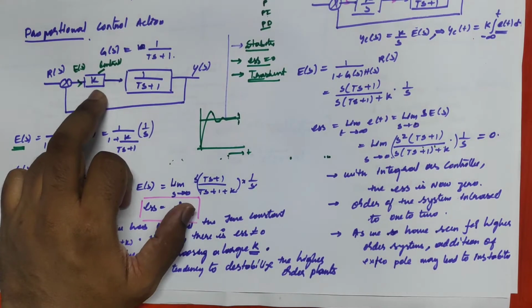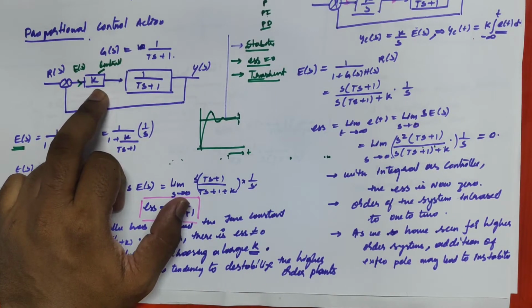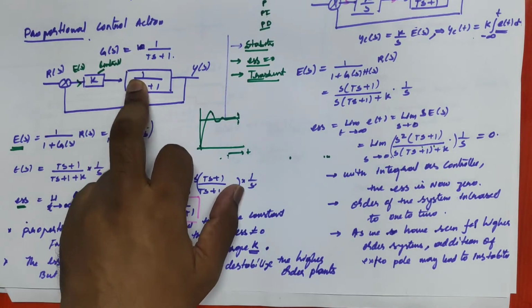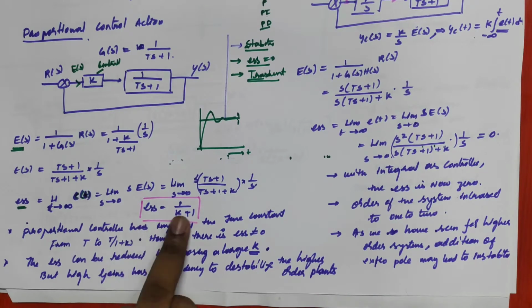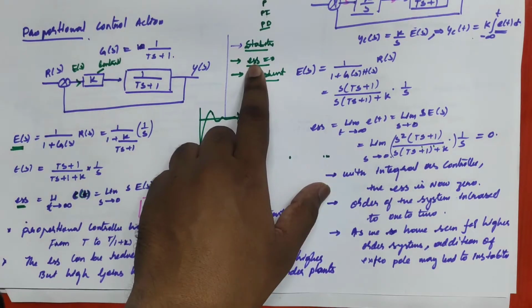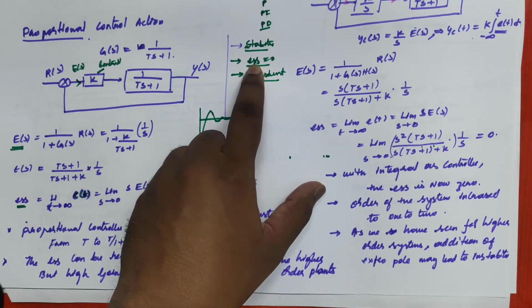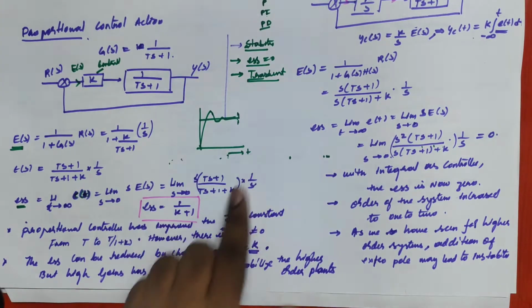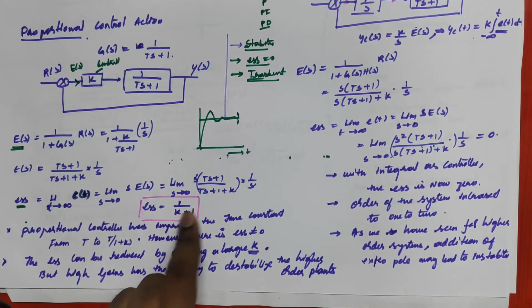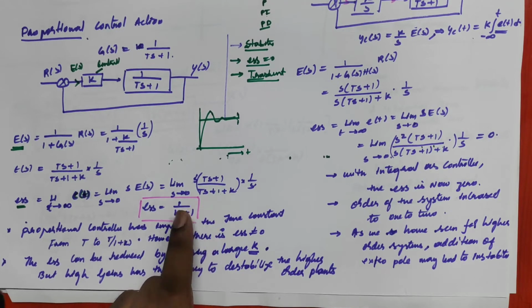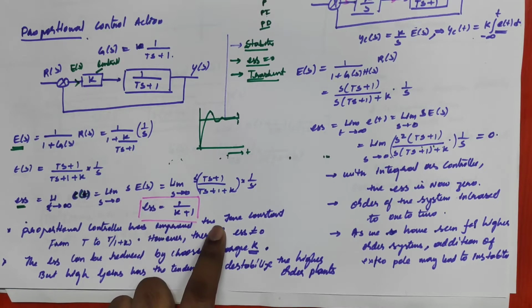What is the observation? We have incorporated the constant K, that is the proportional controller, into the main system, and we have obtained a steady state error like this. My concern for a stable system is that the steady state error should be 0, but here we are getting some finite value. If we increase the K value from 0 to infinity, this will go to 0, right?